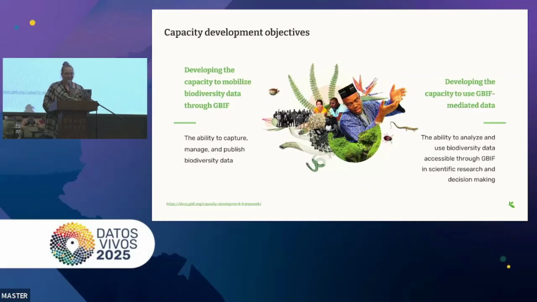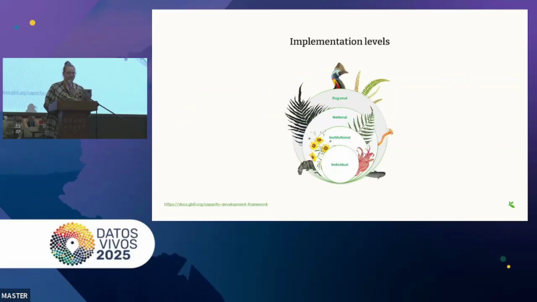Broadly, what we're trying to achieve with capacity development in GBIF falls under two main objectives. The first is to develop the capacity to mobilize data through GBIF, and the second is to develop the capacity to use GBIF mediated data. We target these objectives by working to develop capacity on nested levels that you see in the slide, and while they go from the individual to the regional level, while we try to embed capacity in all the layers, I will just be focusing on the individual level.